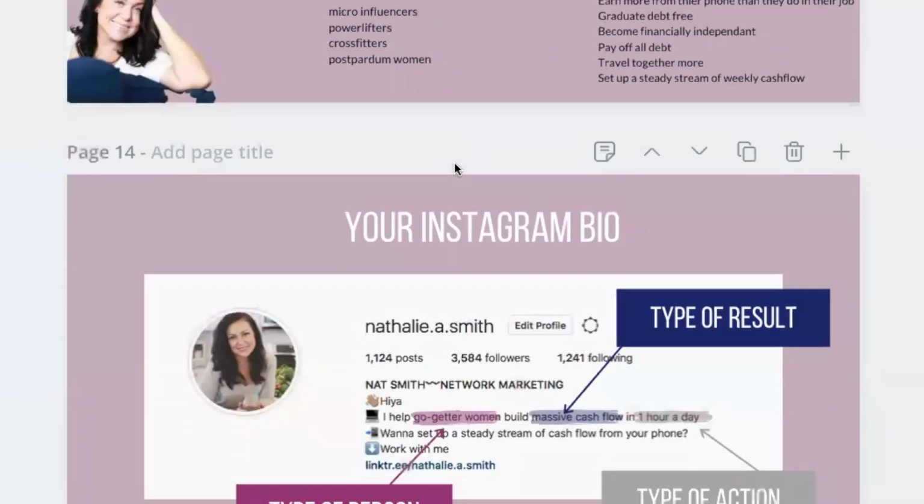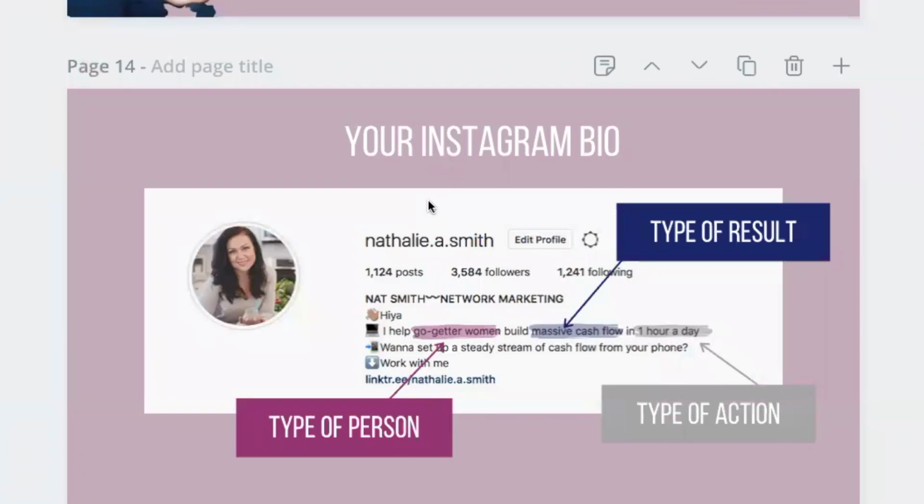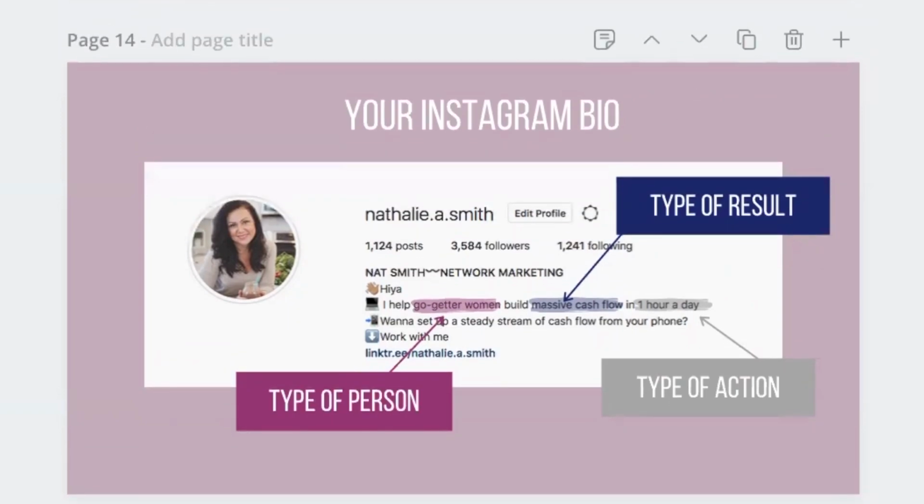So I'm going to show you what mine is. Type of person: go-getter women, driven women, whatever. Type of result: massive cash flow. That's the result. Type of action: in 1 hour a day. And I changed this just to screen grab. So you can think about what yours is. It might be like, I help stay-at-home moms pay off their debt in 12 months, in 1 hour a day, in this or that, right? Whatever it is, you can make your own. And I know some of you did, like Caroline, she's got hers pretty much nailed.